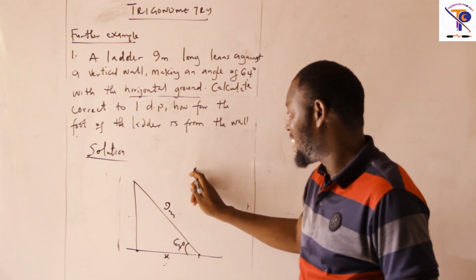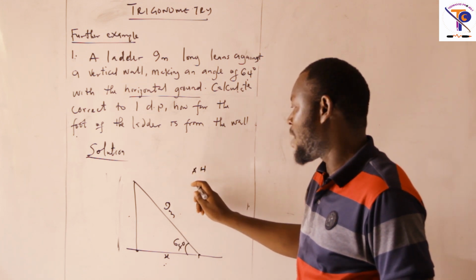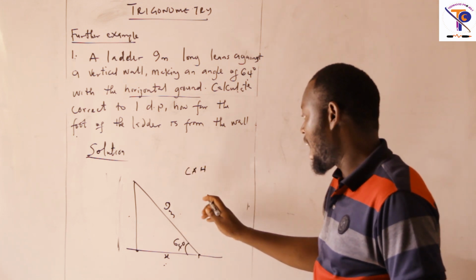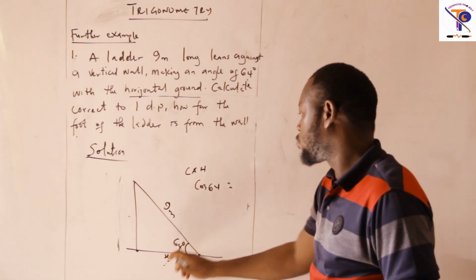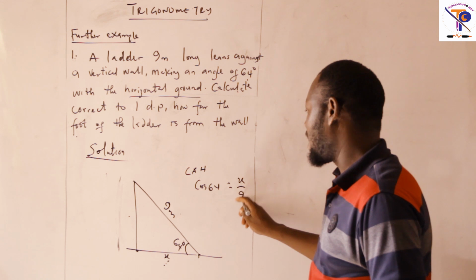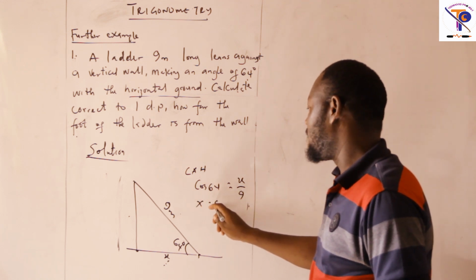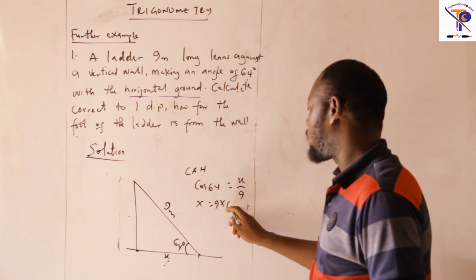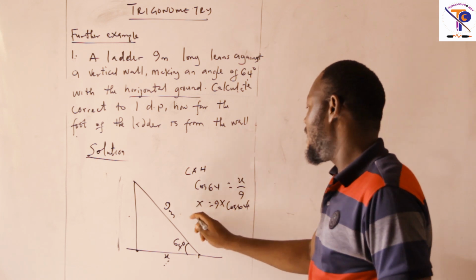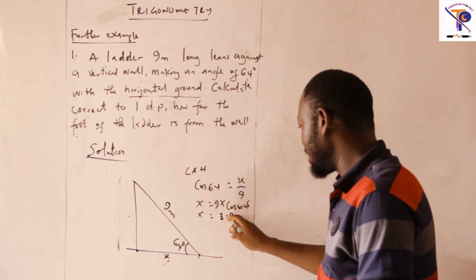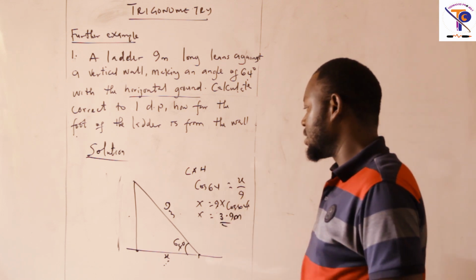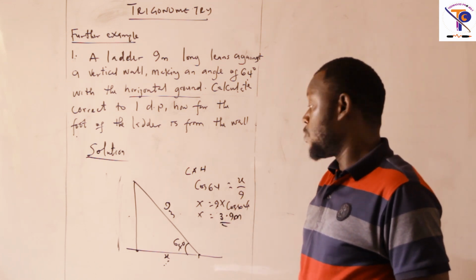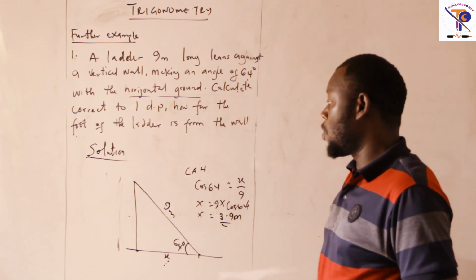So adjacent and hypotenuse, that is cos. So we have cos 64 is equal to adjacent x over 9. So our x is going to be 9 times cos 64. So our x is equal to 5.9, 9 times cos 64 meters. That is the solution. So that is all we have.